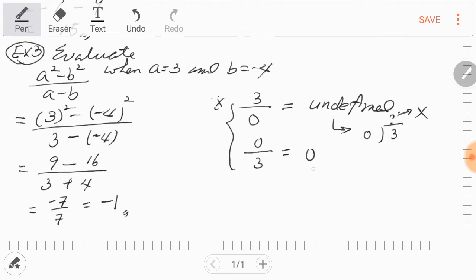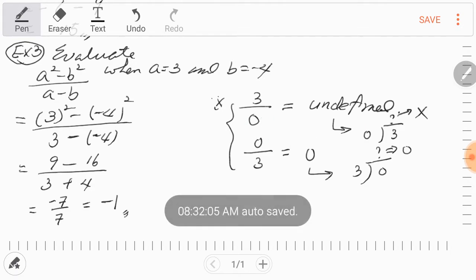How about this one? Why is this one 0? You divide 0 by 3. Then what should it be? 3 times what is 0? Of course 0, right? 3 times 0 is 0. So the answer is 0. So if the numerator is 0, then the result is always 0. If the denominator is 0, then the result is undefined. Don't forget this.